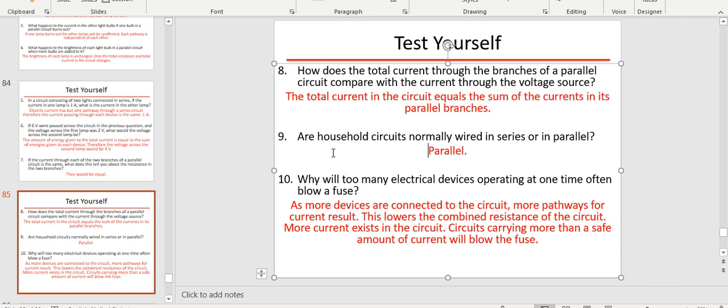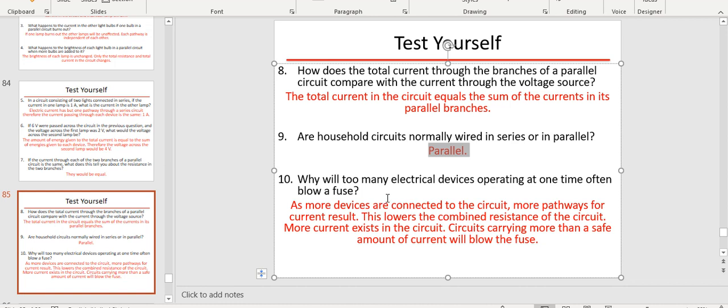Are household circuits normally wired in series or in parallel? Normally parallel. Okay, so we don't lose any of that brightness due to resistance, because the more things you have in a series circuit, the more resistance you have, so the more progressively dim your bulbs will get.